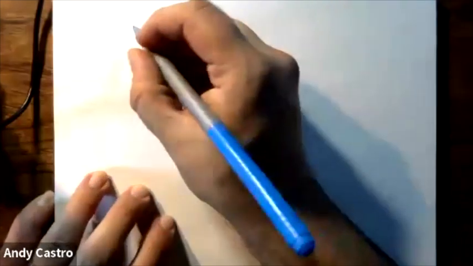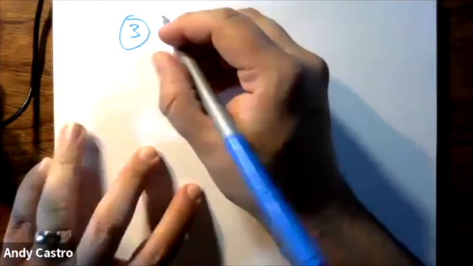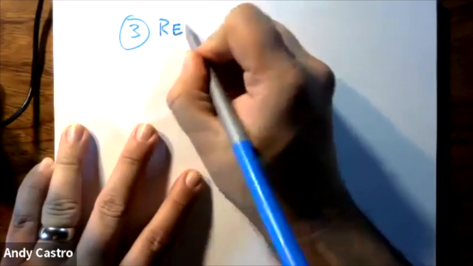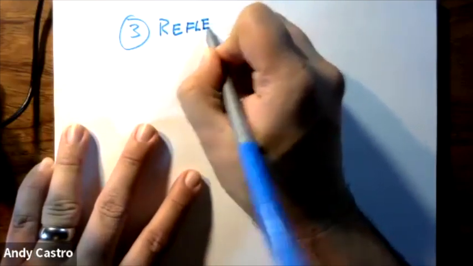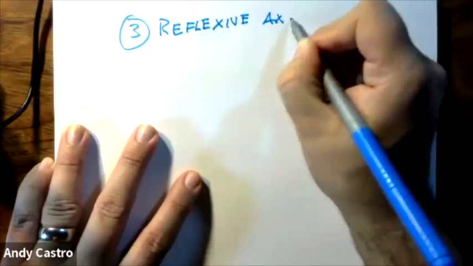Now the final one, number 3 of our axioms of equality, is the reflexive axiom of equality.